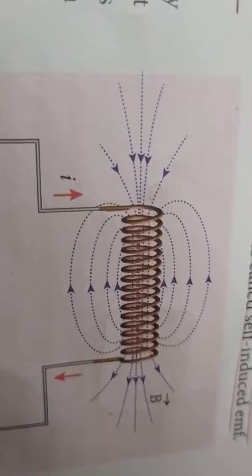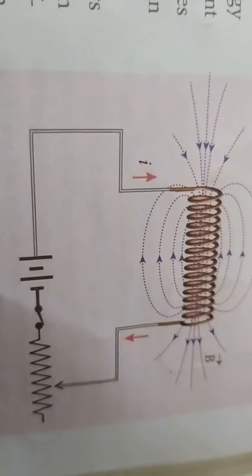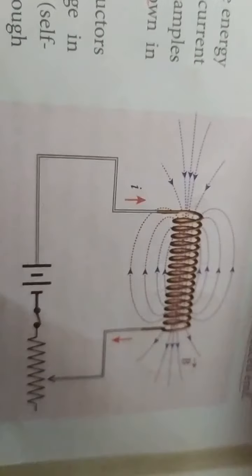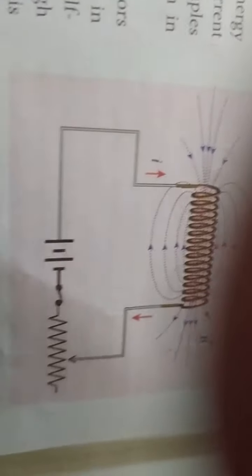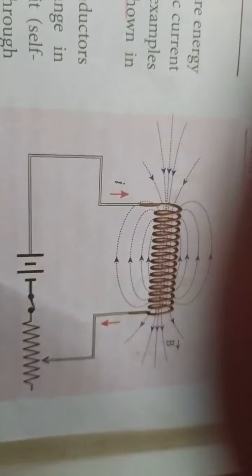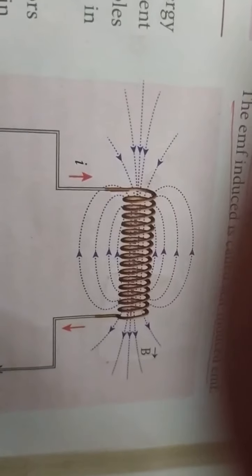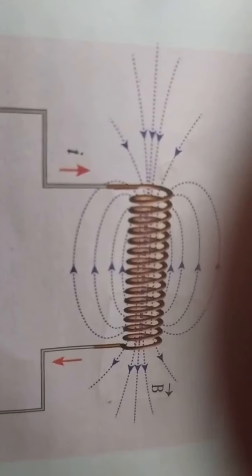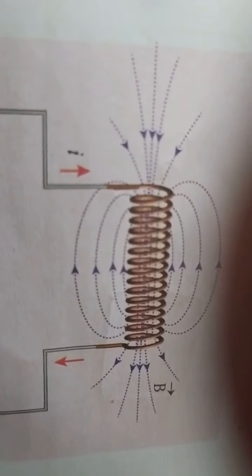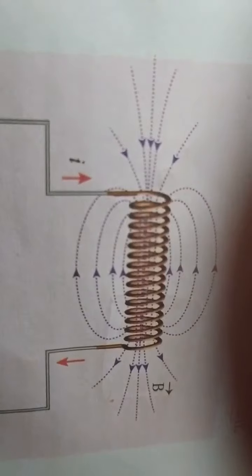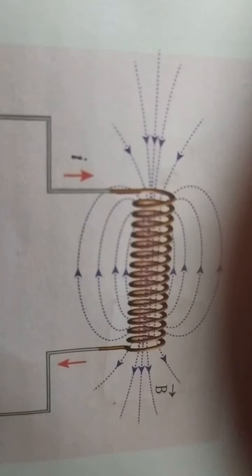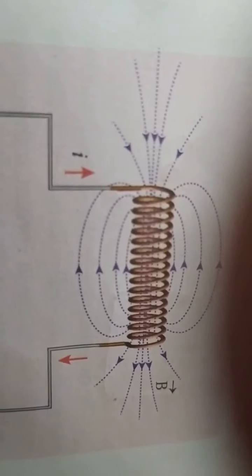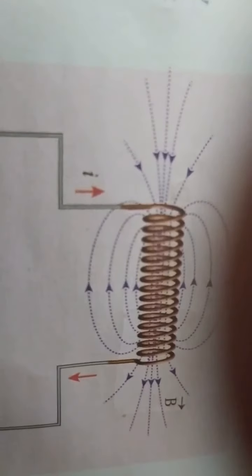Here there is a coil, and this coil is connected with the battery and the rheostat. Suppose you switch on the circuit, what happens? The current increases. The increase in current produces an increase in the magnetic flux. Because of this increase in magnetic field, an EMF is produced, and this EMF is called self-induced EMF. This self-induced EMF will oppose the growth of current. That is the main thing.